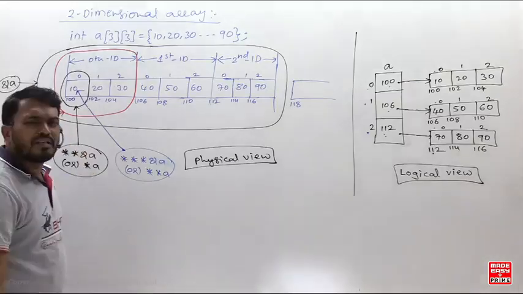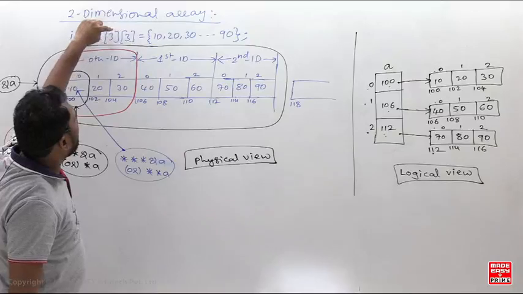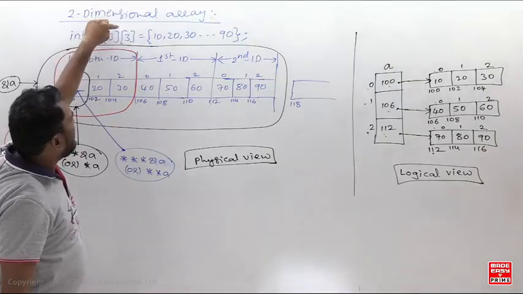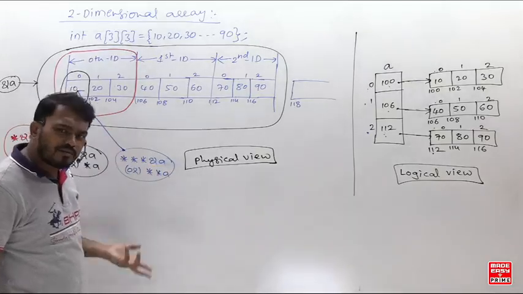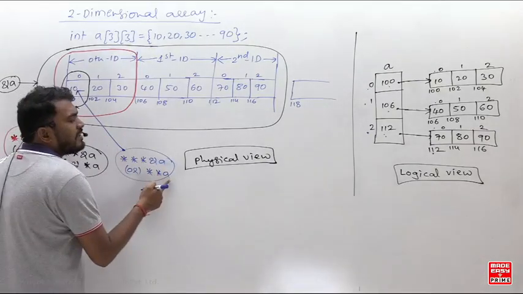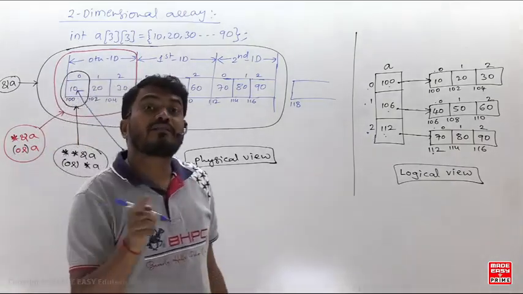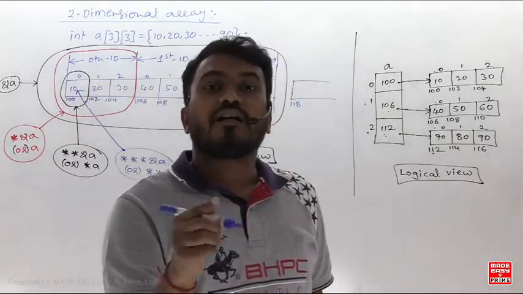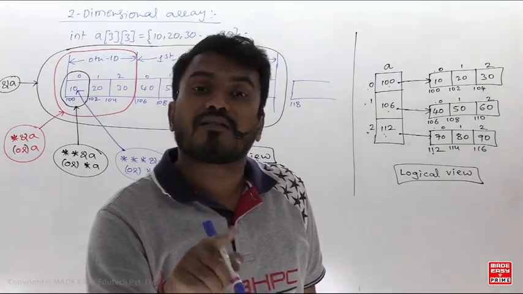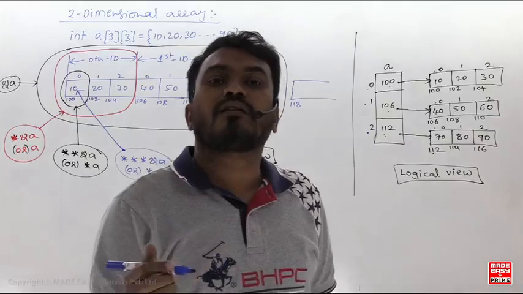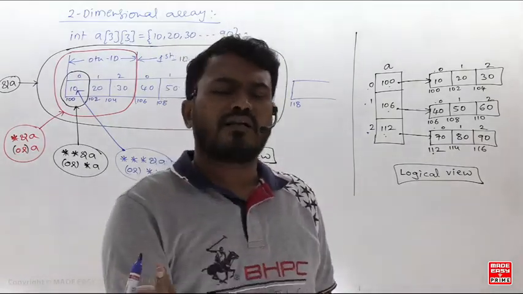Is that clear? Simple. If it is a 2D array, you are having two square brackets. To get to the value, how many stars do you require? Two stars. Double star A means the value. If it is a 1D array, which we already studied, the value means star A. For a 2D array, the value means double star A. If it is a 3D array, the value means triple star A.